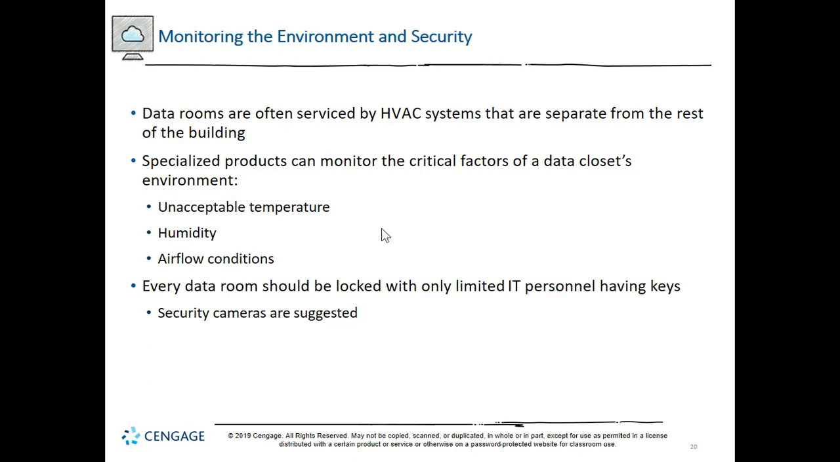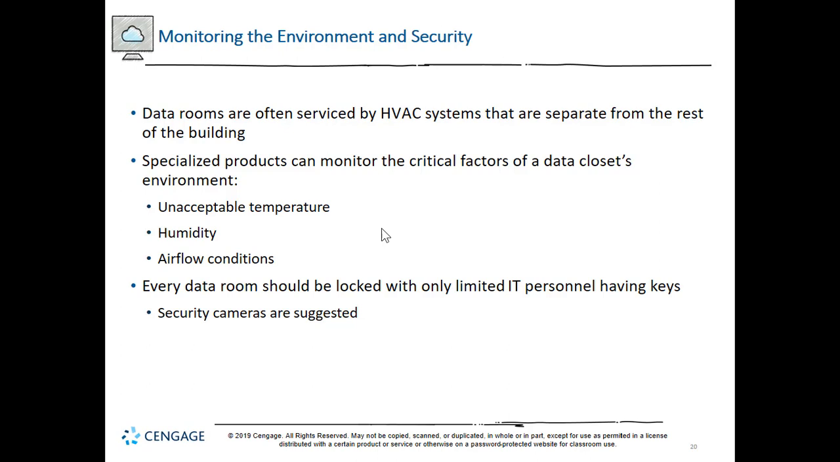Your data rooms are often serviced by an HVAC system. The reason? We want to keep them cool. The enemy of your data network may be heat and also humidity. We want to make sure that the humidity levels and the temperature controls are adequate. If the humidity level is too high, we can form condensation on our equipment, thus causing shorts in our networking.